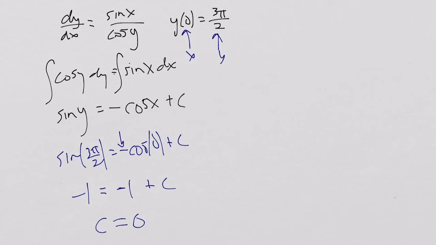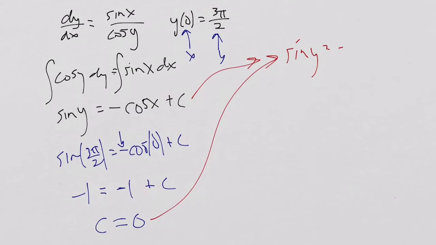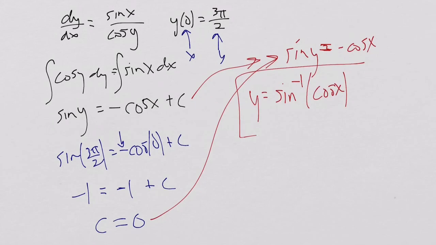So I'm going to combine that line with this line. Sine of y is equal to minus cosine of x. This is an equals. So I'm just going to sine inverse both sides, and then get y equals sine inverse of cosine x, and that's my answer.